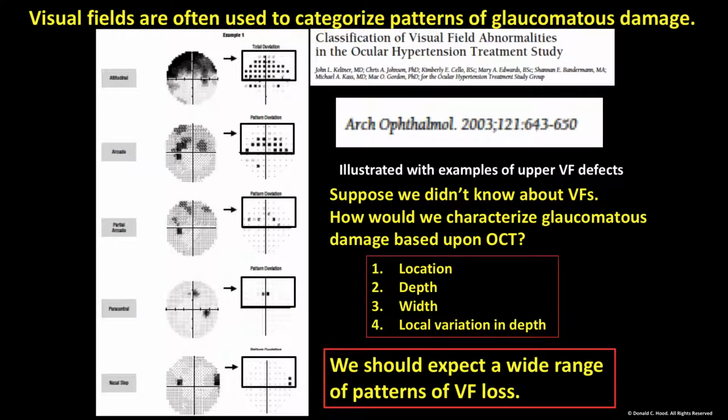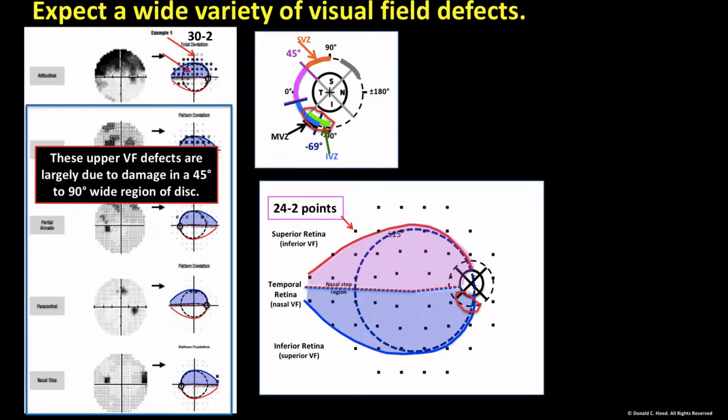Based on that, what should we expect? We should expect, I should say, a wide range of patterns of visual field loss. In fact, we should expect an infinite variety that would be very difficult to categorize into discrete categories like this. And anyone who's ever tried to categorize visual fields into discrete categories will be sympathetic to this view. All right, so you want to expect a wide variety of visual field defects. Let's talk a little bit more about that.